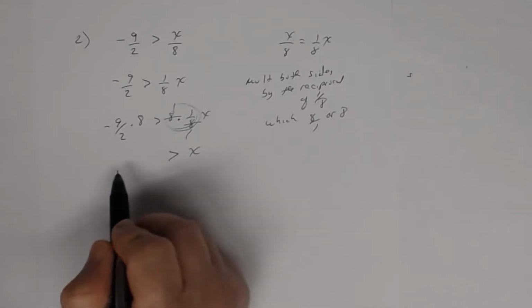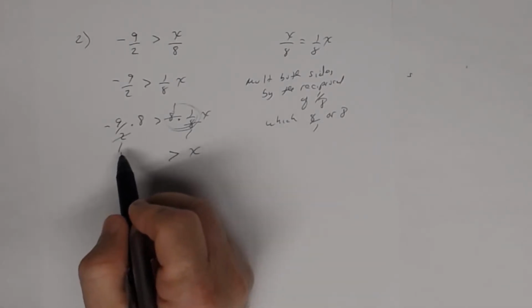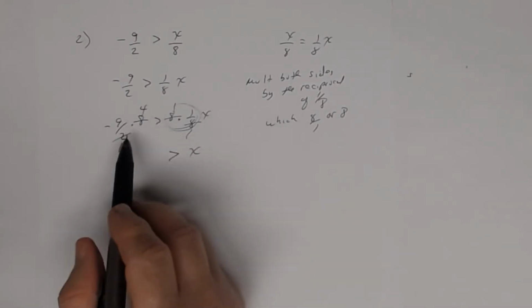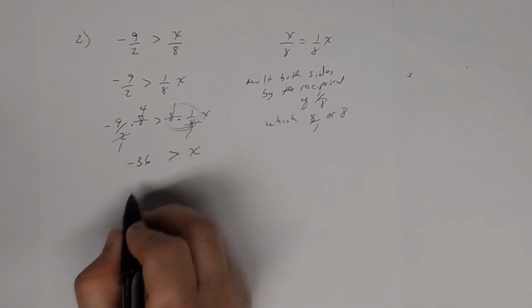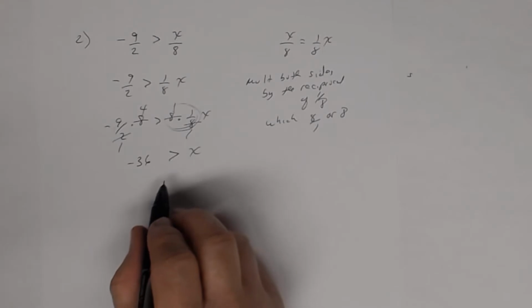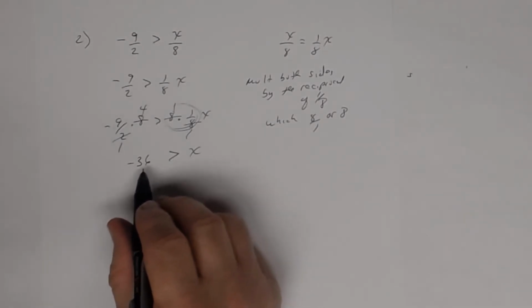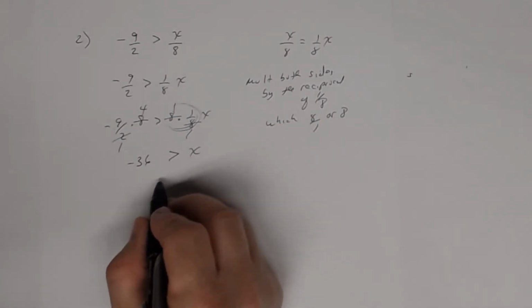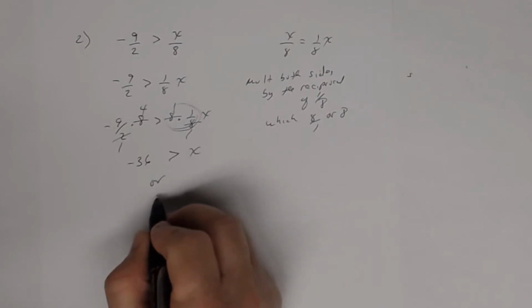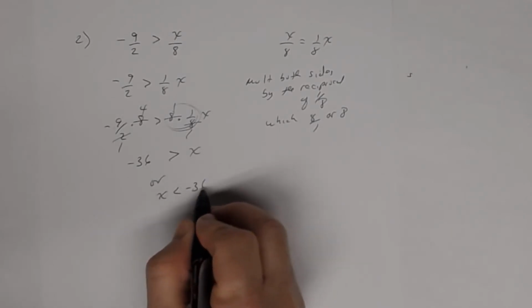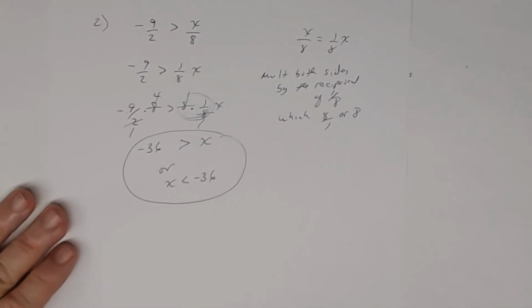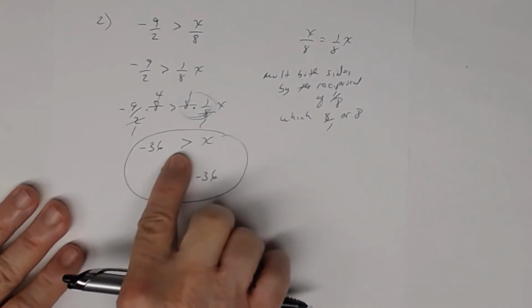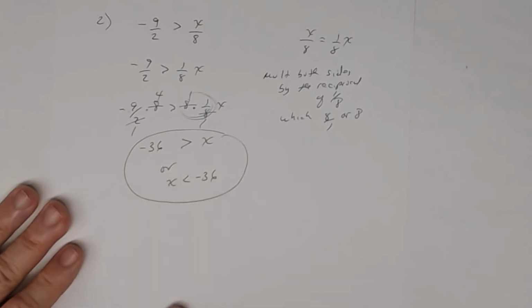8 is less than, and then over here, reducing, 2 into 2 is 1, 2 into 8 is 4, and negative 9 times 4 is a negative 36. All right, so we get negative 36 is greater than x, or reading it backwards, you can say x is less than negative 36. So those two mean the same thing. So negative 36 is greater than x, or x is less than negative 36. All right, so that was number 2.